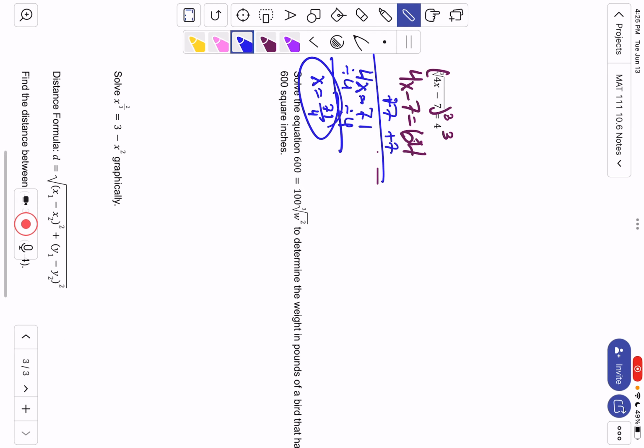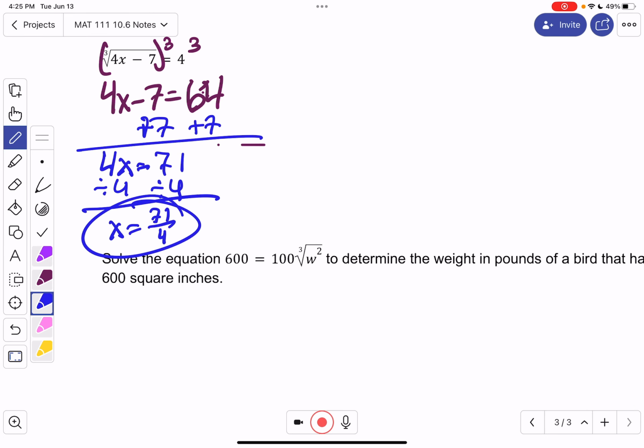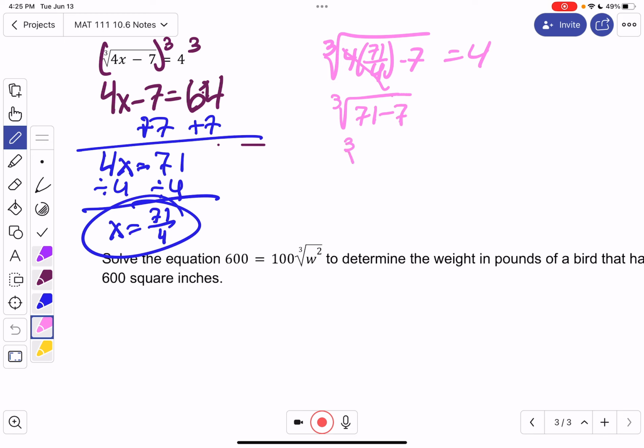Now let's check it. So 4 times 71 over 4 minus 7. Well, 4 times 71 over 4, those 4s are going to cancel. So it's really like saying 71 minus 7. 71 minus 7 is 64. The cubed root of 64 is 4, so that works. Our solution is 71 over 4.